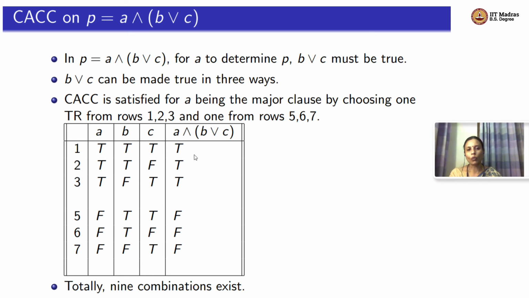So one of the rows 1, 2 and 3 and one of the rows 5, 6 and 7 as a test requirement will ensure that clause A as the major clause will take true ones and false ones, and because B or C will evaluate to true, A as the major clause will determine the predicate P. Is this clear? So this is what we mean by test requirement for correlated active clause coverage.